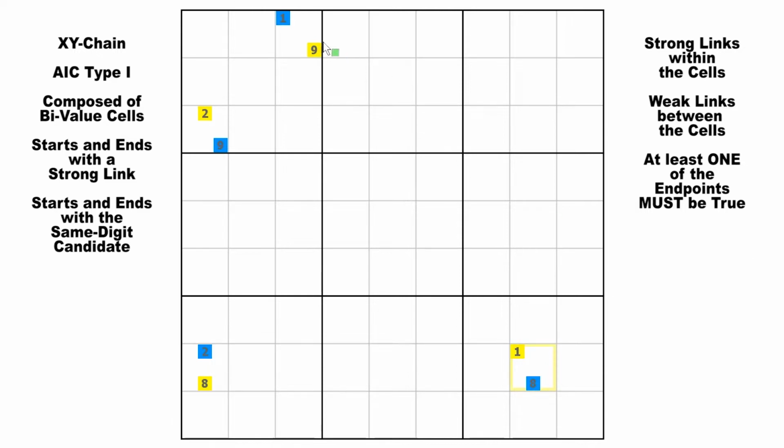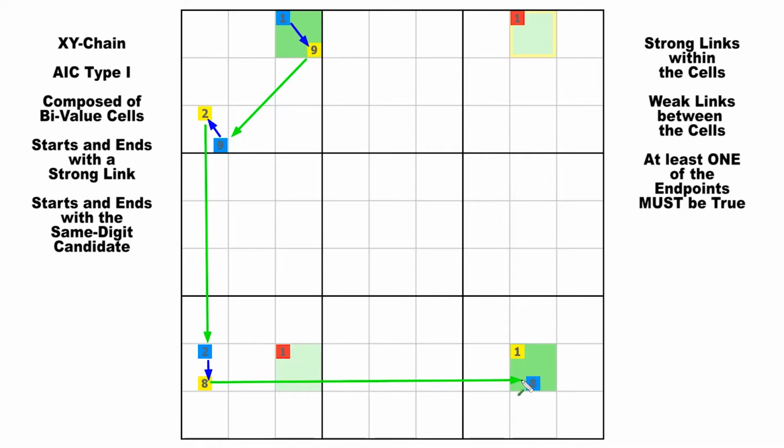So the 2 endpoint cells are here, and there are 2 cells that can see both of those cells, and one is here and one is here. So if they contained a 1, they would both be false because the 1s are the endpoints of our XY chain. So now let's draw the chain. We have strong, weak, strong, weak, strong, weak, and finally strong.